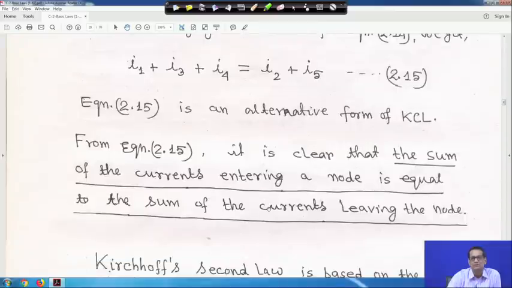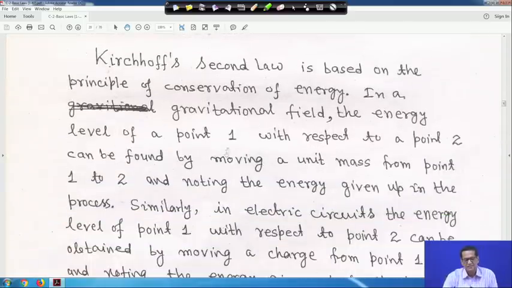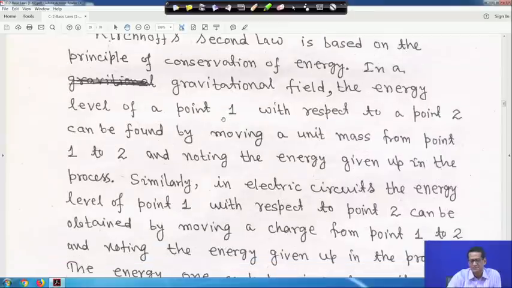Then Kirchhoff's second law is based on the principle of conservation of energy. The first one was conservation of charge, the second one is the principle of conservation of energy. Suppose in a gravitational field, the energy level of a point with respect to point 2 can be found by moving a unit mass from point 1 to 2 and noting the energy given up in the process. That is from physics.